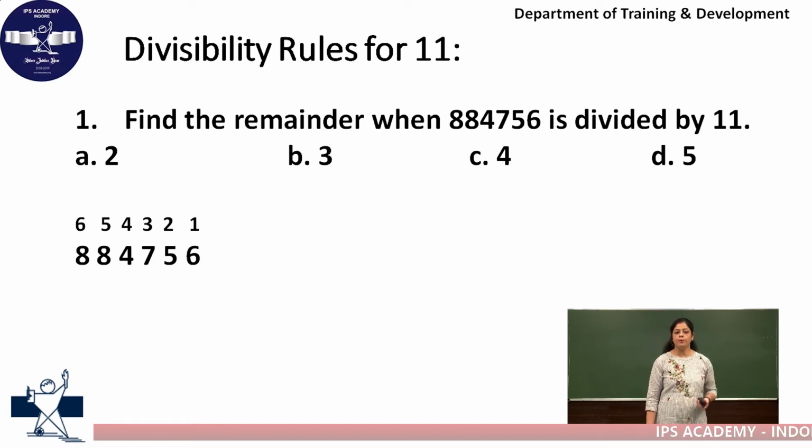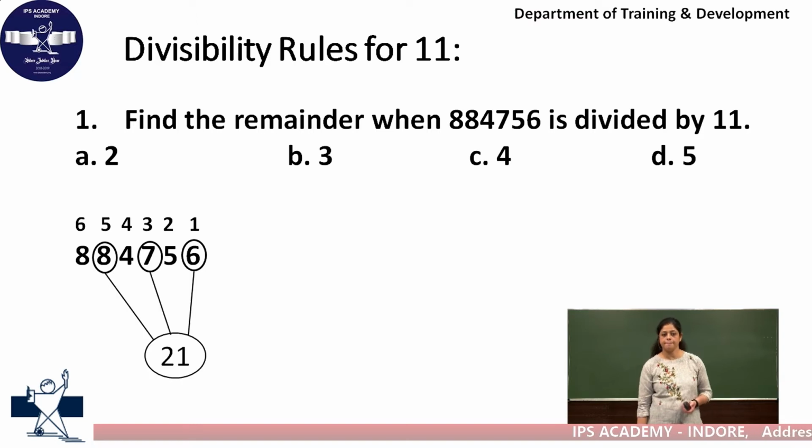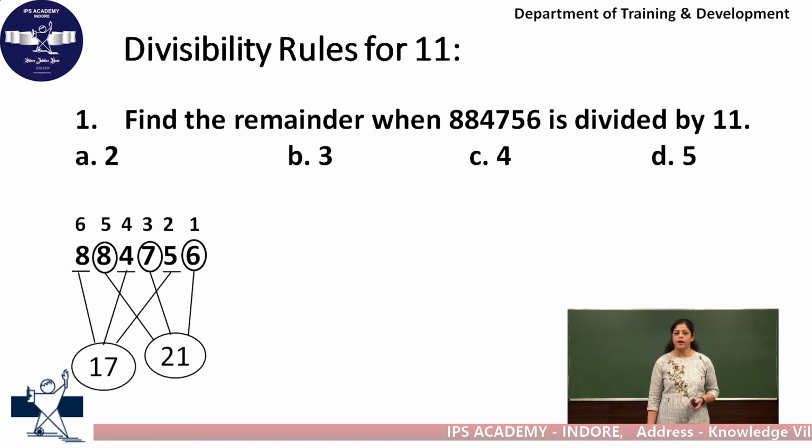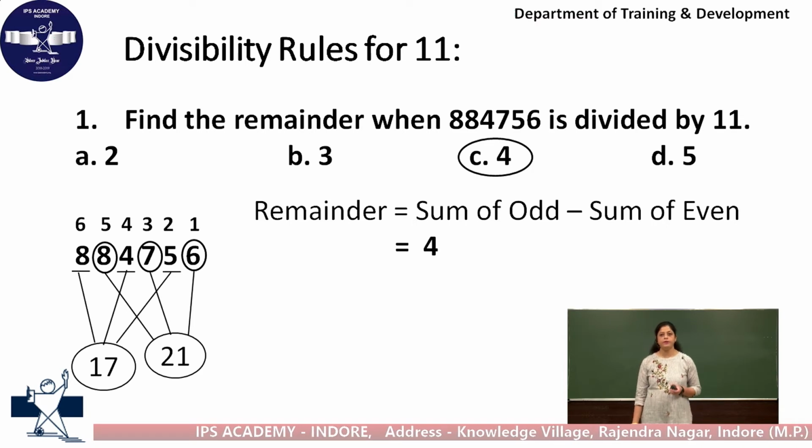So 1, 3, 5 पे कौन से digits हैं ये, you have to add them. Then the digits at the even places, add them, and you have to always do odd minus even irrespective of the sum. So यहाँ पे 21 minus 17, it is coming up to 4. So this is our final remainder.